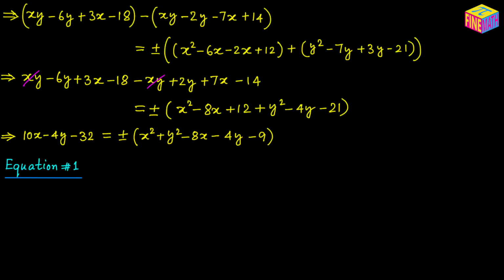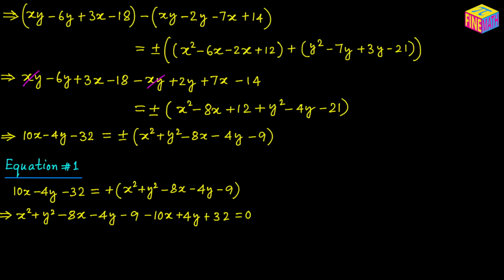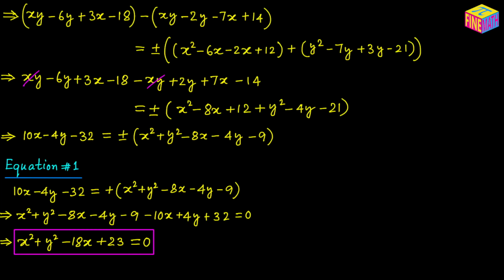The first possibility, let's call it equation number 1. Here we are going to take the plus sign on the right hand side. So our first equation could look like this. The left hand side is exactly as is, and on the right hand side I am using the plus sign. And if we bring everything to the right hand side, then we can write it as x² + y² − 8x − 4y − 9 − 10x + 4y + 32 = 0. And if we simplify that a little bit, the equation is going to look like x² + y² − 18x + 23 = 0. And that is the equation of one of the circles. So this is one of the possibilities.